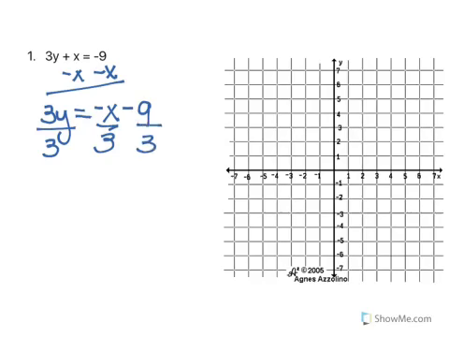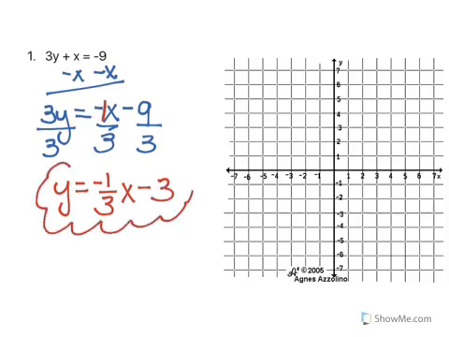This is where a few kids tend to mess up. So when you're dividing negative x by 3, you might want to put the number 1 in front of x, because it's really negative 1x. This way you can see that it's clearly the fraction of negative 1/3, and then you can just put the x next to that fraction. Minus 9 divided by 3 is 3. So this is our equation in standard form.